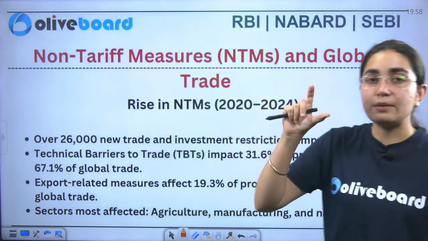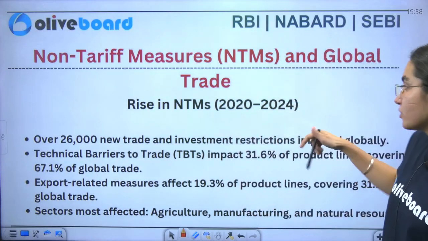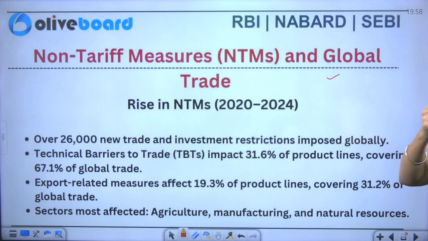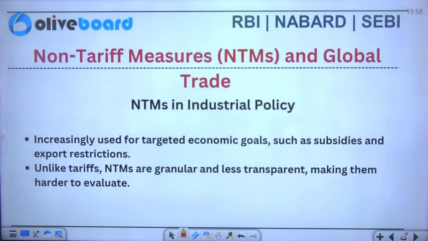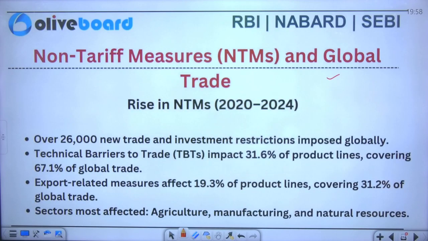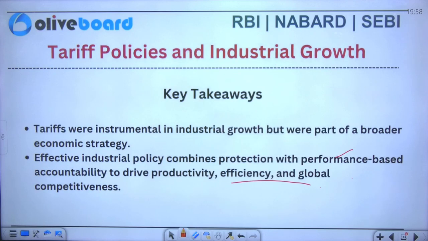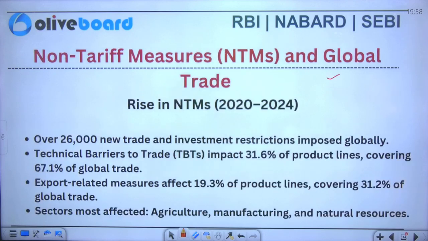So now we'll talk about the time period between 2021 से लेके 2024 तक. So you can see that overall there is a rise in the non-tariff measures. ठीक है, we are here talking about the rise in the non-tariff measures, that the measures have been taken which are consisting of your non-tariff measures. Now you can see here that over 26,000 new trade investment restrictions have been imposed globally.